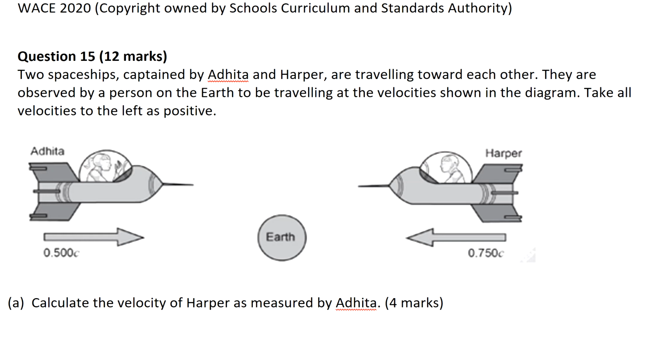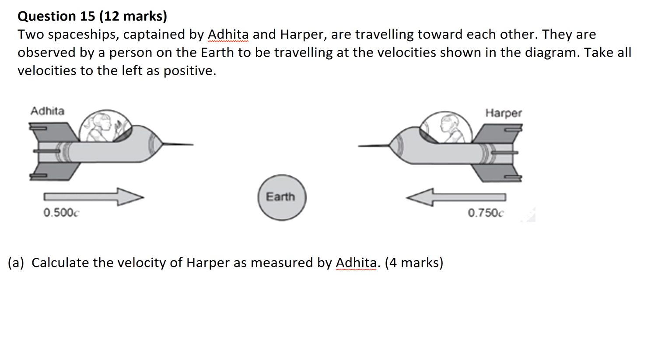So here is the question. This is question 15 from the 2020 paper. Two spaceships captained by Aditya and Harper are travelling towards each other. They are observed by a person on the Earth to be travelling at the velocity shown in the diagram. Take all velocities to the left as positive. You can see you've got a nice diagram here with all the information that's been given to you. Calculate the velocity of Harper as measured by Aditya.